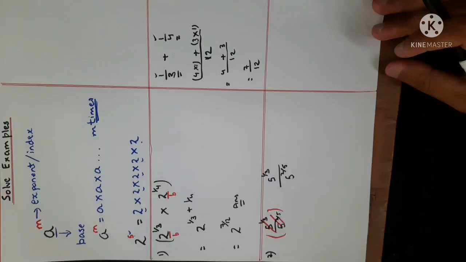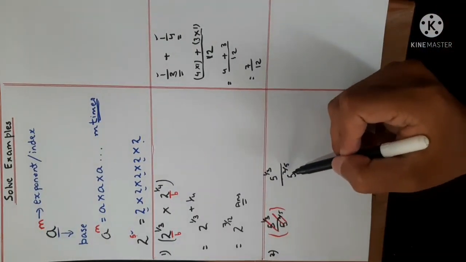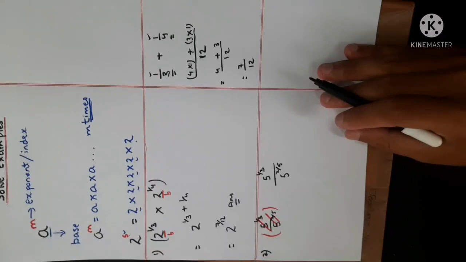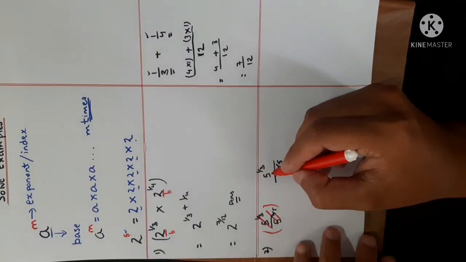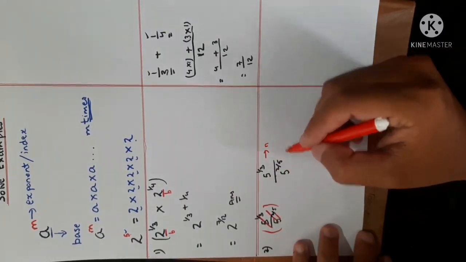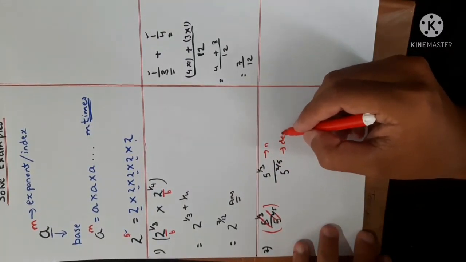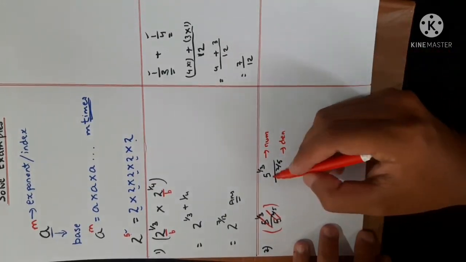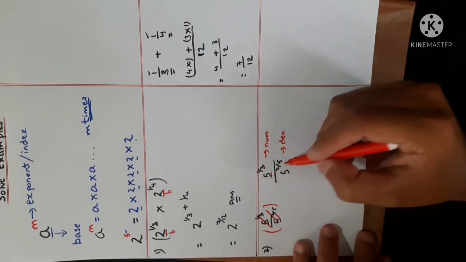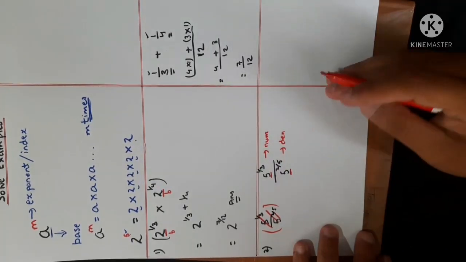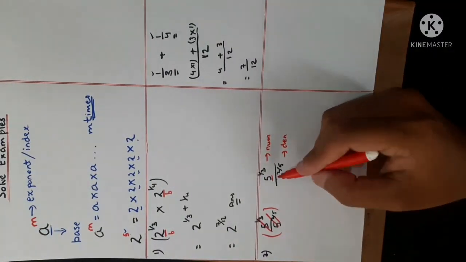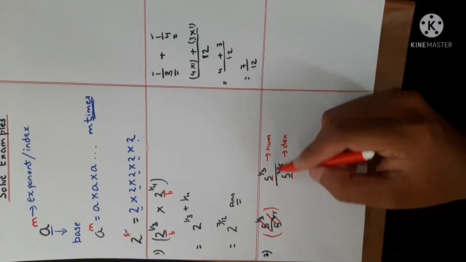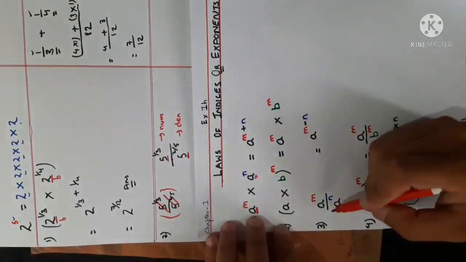Next, question number 2: 5 to the power 1 by 3 divided by 5 to the power 2 by 5. So what do we do here? First of all, we look at the base again. This is the numerator, and this is the denominator. The base is 5, and here also the base is 5. So the bases are the same. So what do we do? Here we have to divide, isn't it? This is the case of law number 3.